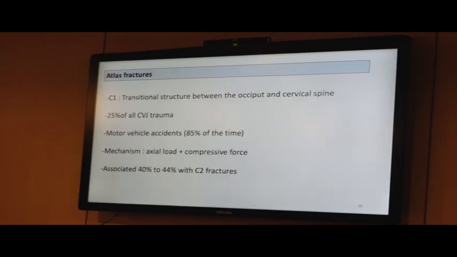The second isolated bone fracture is Atlas fracture. As you know, Atlas or C1 is an integral and crucial part of the craniovertebral junction and acts as a transitional structure between the occipital and cervical spine. C1 fracture accounts for 25% of all craniovertebral junction trauma.